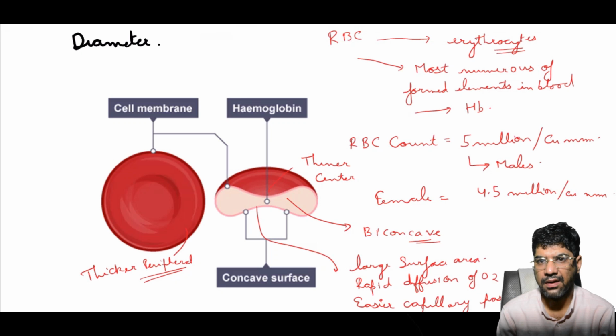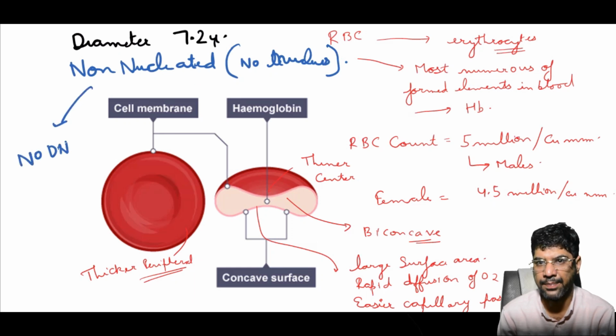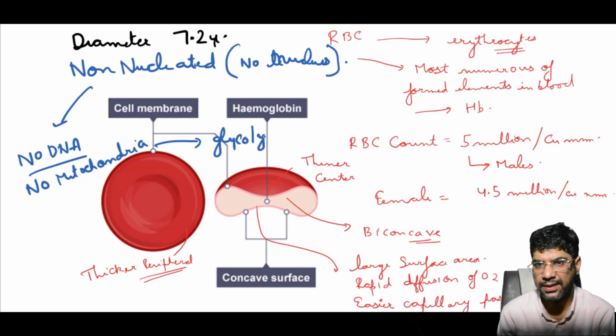The diameter of RBC is 7.2 micrometer. RBC, remember, are non-nucleated, meaning they lack a nucleus. Due to the absence of a nucleus, RBC lack DNA and other organelles like the mitochondria and Golgi apparatus. So there is no mitochondria. They rely on glycolysis for energy production. They don't have insulin receptors, so glucose uptake is not controlled by insulin.